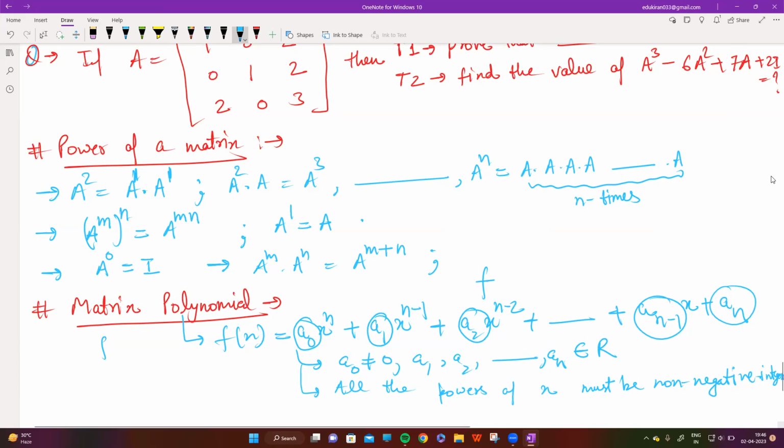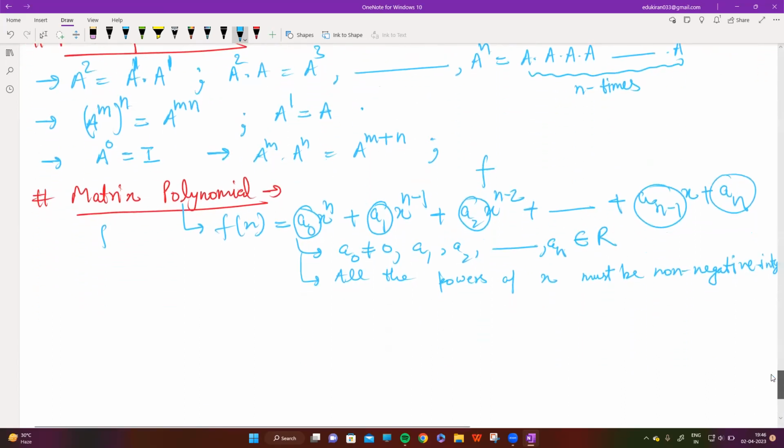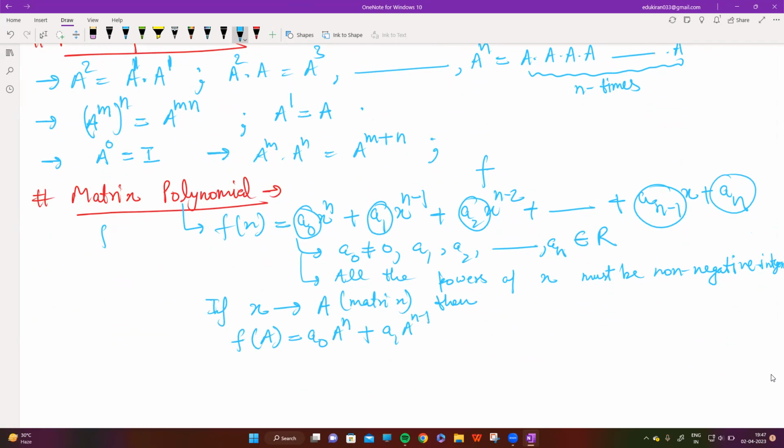Now we can also write a matrix polynomial. What is the difference between a matrix polynomial and a normal polynomial? You just replace your variable x with some matrix A. In that case, it is a matrix polynomial. Then this becomes a n minus 1 A, and so on. Now see here, this is a n. This is a scalar quantity. This can take value 2, 3, 1, 0, 5, 7.